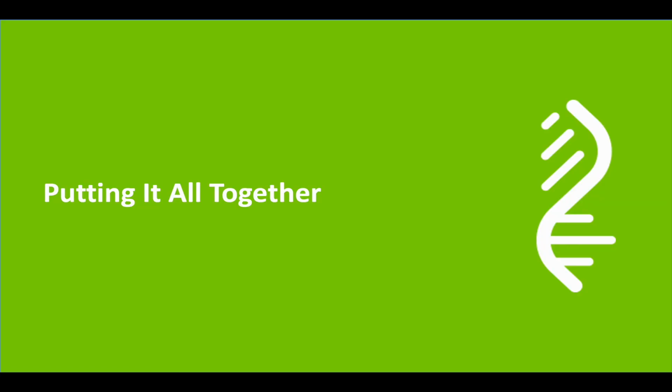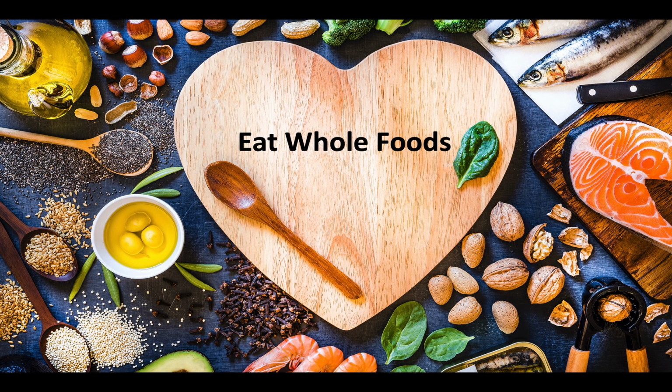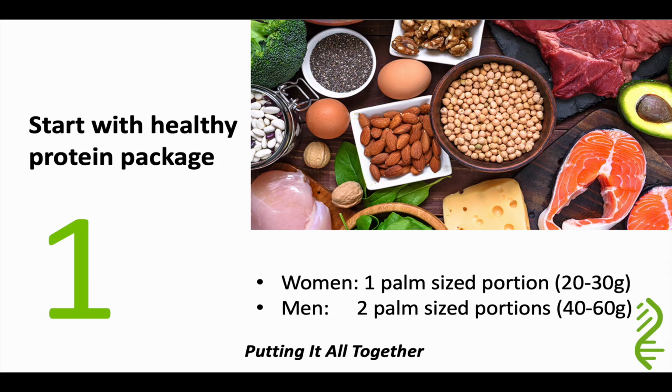So if we're going to put all this together and give you a strategy, we want to start by eating whole foods, right? I keep coming back to this. If you take nothing else from this, just think about eating whole foods. Not packaged foods, but foods that are in their original cellular package that they're grown with, and not broken down by factories. If you eat whole foods, you're probably 90% of the way home. So start with the healthy protein package. For women, this could be a palm-sized portion. For men, maybe two palm-sized portions. But again, remember, protein, you're probably going to regulate pretty well.